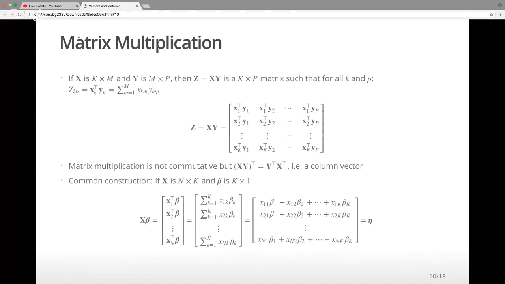I don't know why I wrote i.e. a column vector. That's just false. That's a matrix. I think I was supposed to write that there.